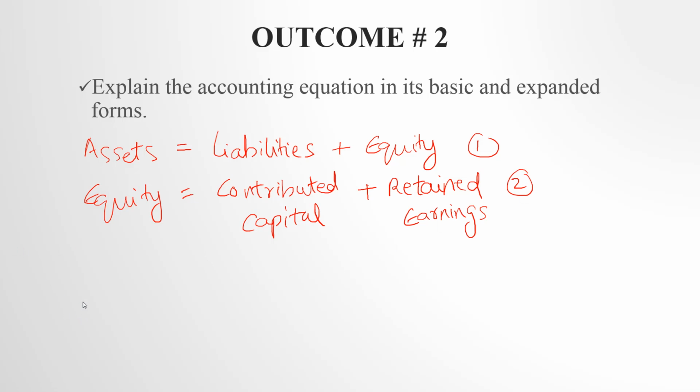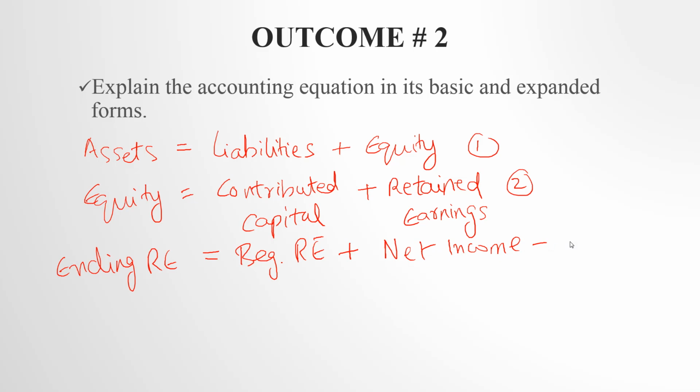Now the ending retained earnings for a company is the sum of the beginning retained earnings plus net income minus dividends paid out to the owners. Let's call that equation 3. Net income in turn is the difference between revenue and expenses.